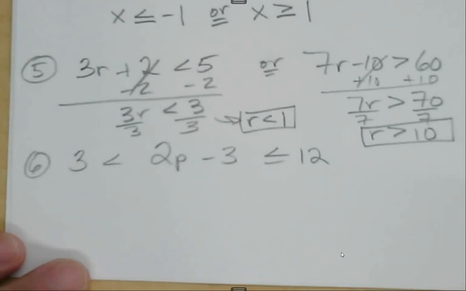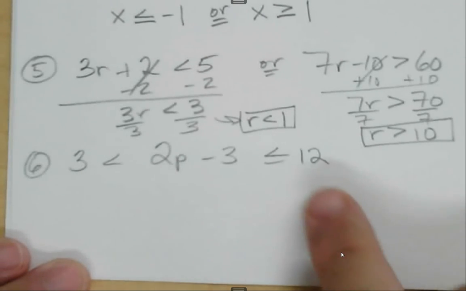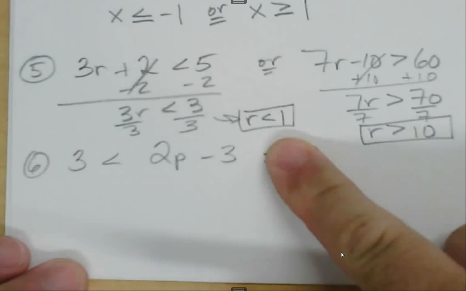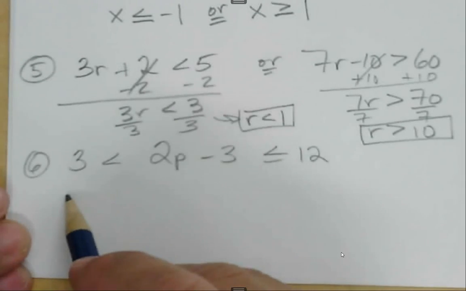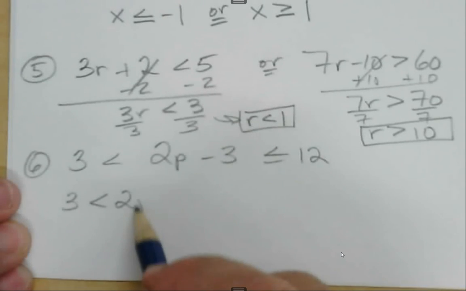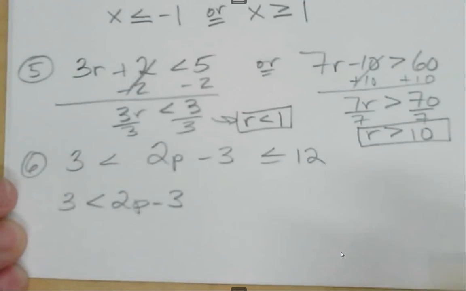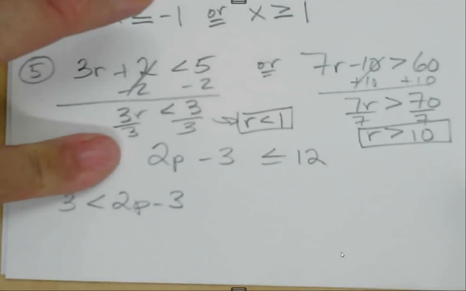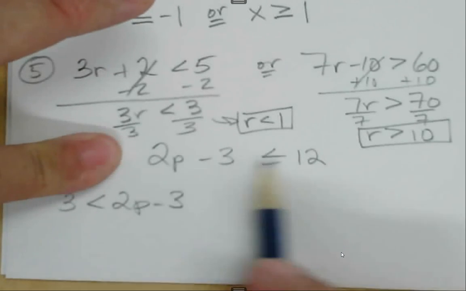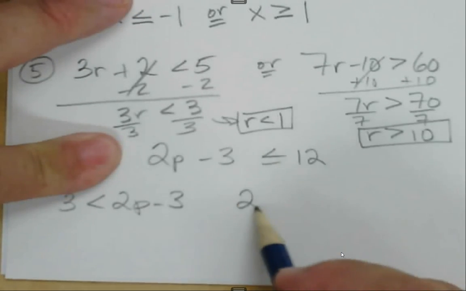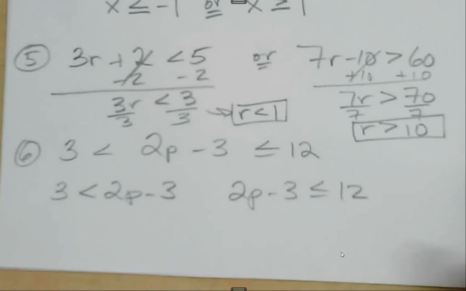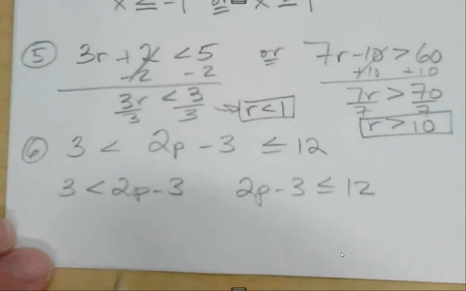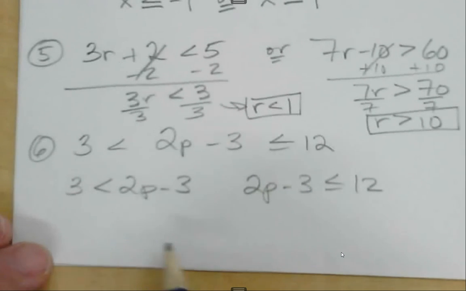So again, we're going to look at this as two separate equations, or inequalities. So the first thing I'm going to do, cover up this right-hand part, and I'm only going to focus on this to start with. So I really have 3 is less than 2p minus 3. And then I'm going to do the similar thing. I'm going to cover up the left-hand side, and I'm just going to worry about the right-hand side. So I have 2p minus 3 less than or equal to 12. So again, we would just work through each of those problems. We'll do that real quick.